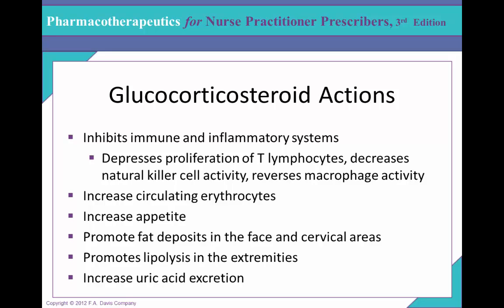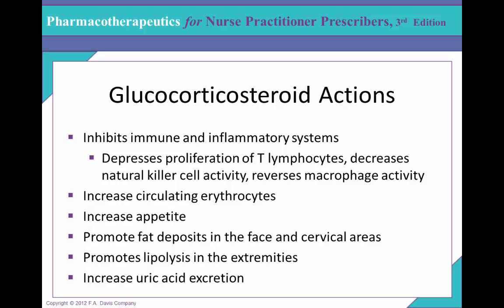Promote fat deposits in the face and cervical area. So if it's Cushing's, there's maldistribution and buffalo hump, and this does not happen in Addison's disease. Promote lipolysis in extremities. So this is the reason why the extremities are thin in these patients compared to the trunk.